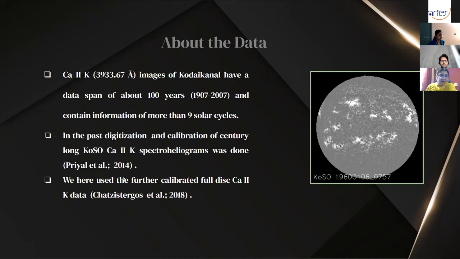In the past, this data was digitized and calibrated by Priyal et al. You can refer to this paper. Further, this full disk calcium K data was calibrated by Chatterjee et al. For my work, I am using this recently calibrated full disk calcium K data, along with the corrected timestamp data.